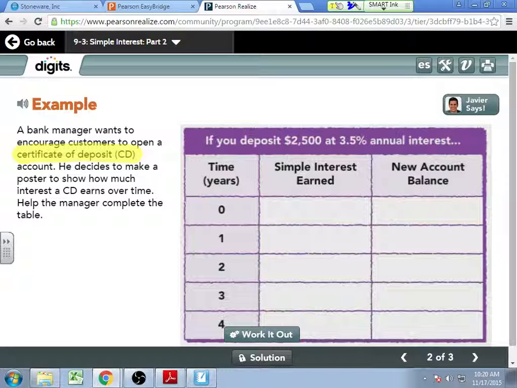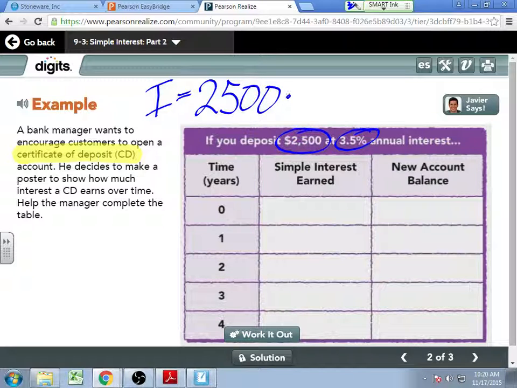If you deposit $2,500 at 3.5% annual interest, let's set up our formula. My interest will equal the principal amount, $2,500, times my rate, 0.035, times my time, which is going to change. This is why I like these calculators, because I can just go back into what I typed and change my time as time progresses.